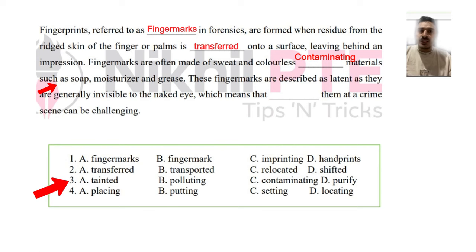Last is, these fingerprints are described as latent as they are generally invisible to the naked eye. If I am touching this airport, right? So it is very hard to check my fingerprints on airports. The same situation happens in this question, which means that locating them at a crime scene can be challenging. So here we are talking about crime scene, which is related with your locating option.